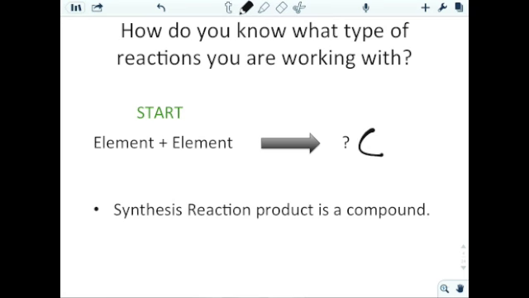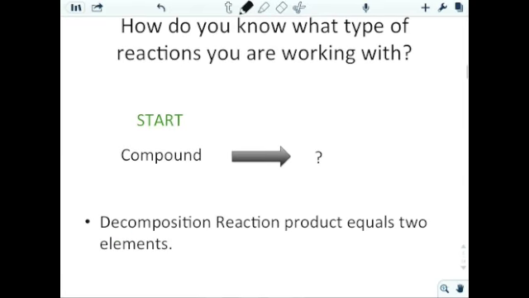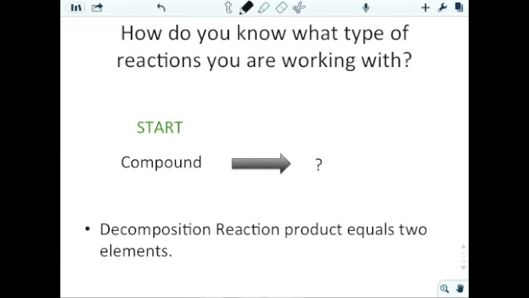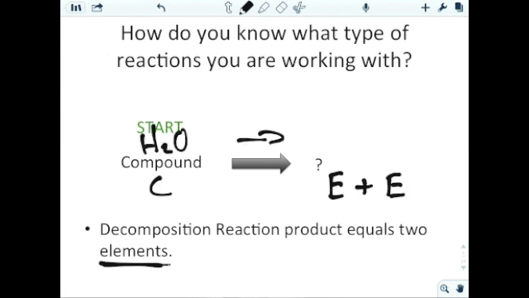Okay, that's for synthesis. Looking at this one, if we just start with a single compound, we can assume that it's going to be a decomposition reaction, and the products will be 2 single elements. So if we start with just a compound, then what we're normally going to end up with is an element plus an element. A great example is water, H2O. It breaks up into hydrogen gas plus oxygen gas.